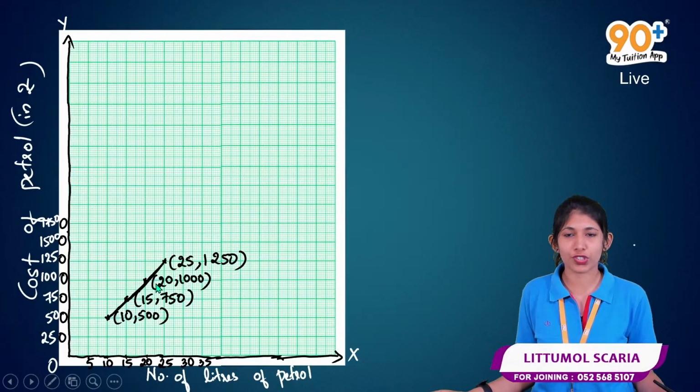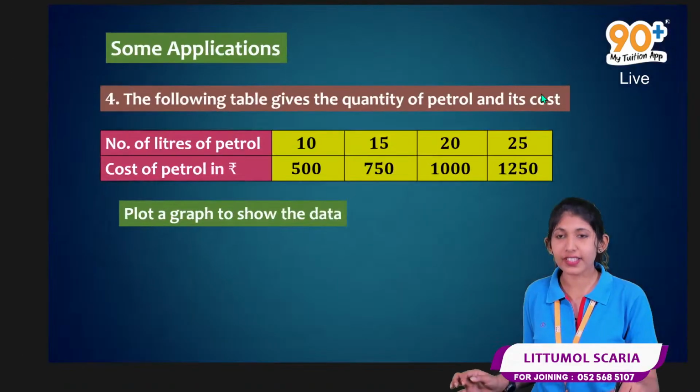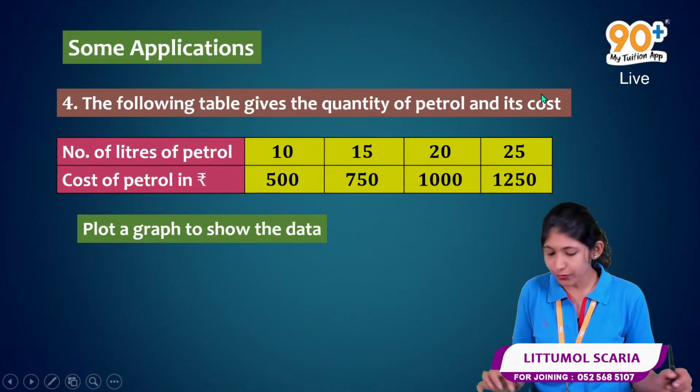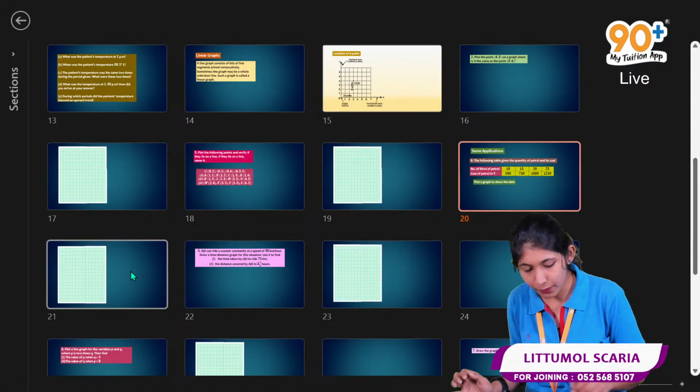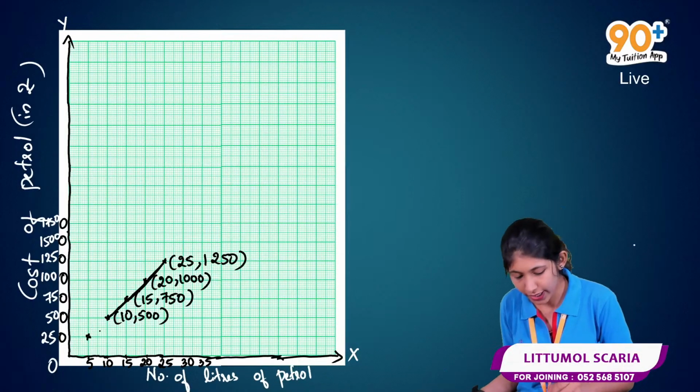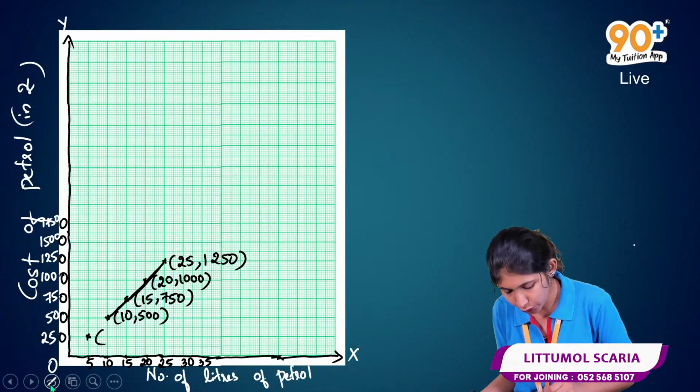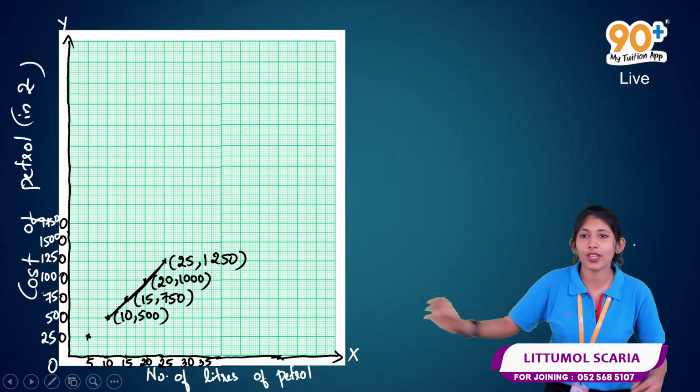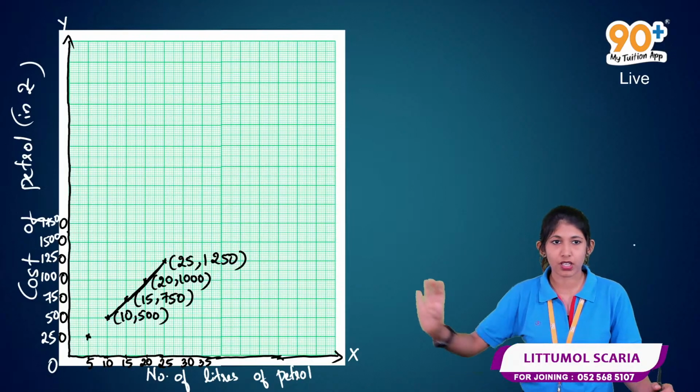What will be the cost? Any idea? 5 liters. If it is 5 liters, 250. Yes. So of course you can plot that as well, right? Based on the given information, you can plot that as well. Since 5 liters, 250 is not mentioned in the table, you don't have to plot it, but instead you can mark it, right? Yeah, ma'am.